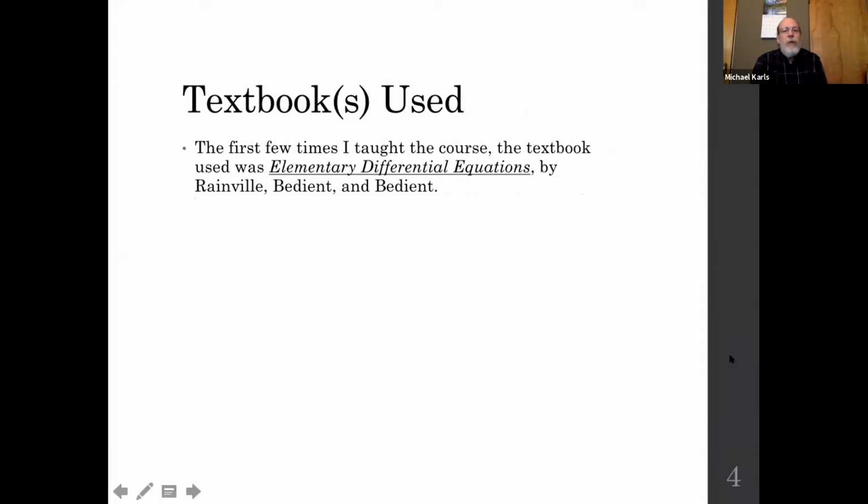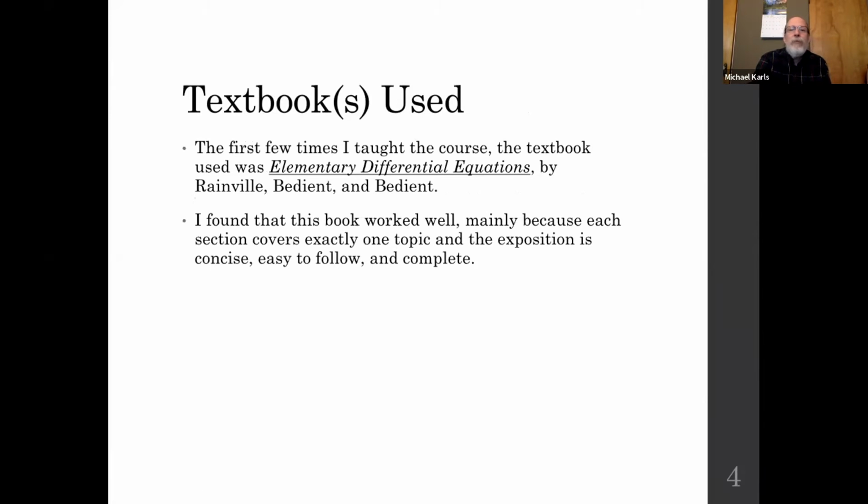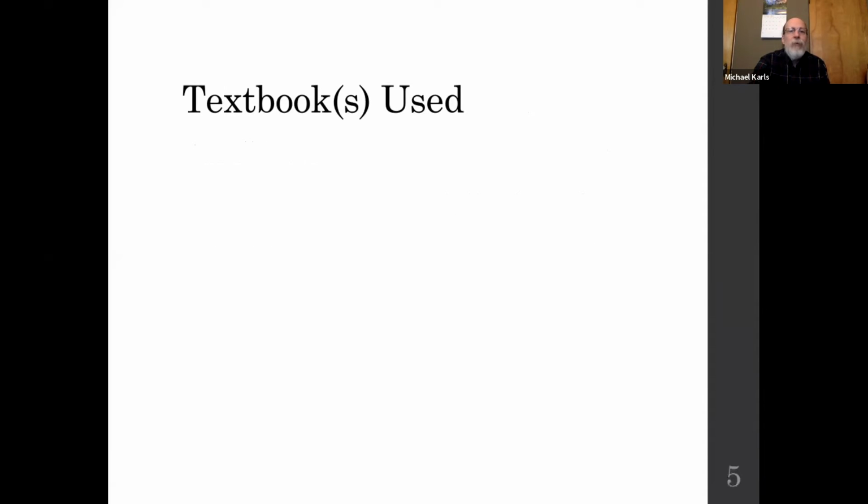The first few times I taught the class, I used a book by Rainville, Beatty and Obedient, Elementary Differential Equations. I found that this book worked very well. One of the main reasons is that each section has exactly one topic, and the exposition is very concise, easy to follow and complete.